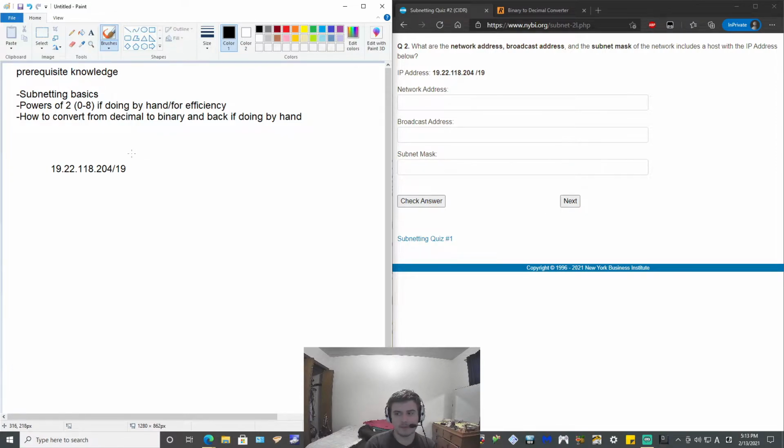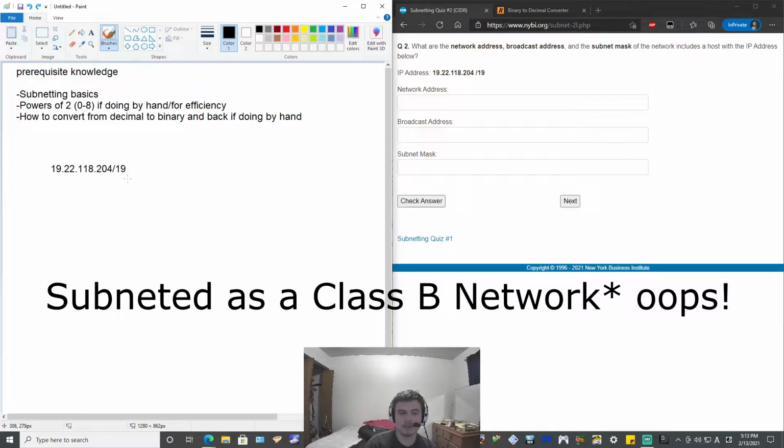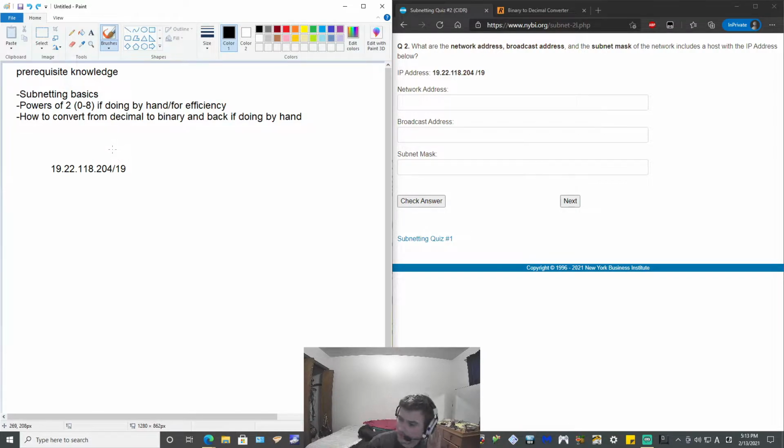Because if you look at this digit right here, if you know your classes of network, you would know that if it falls between 1 and 126, it is considered a Class A network. But here's the thing. Even though that's the case here, it's actually subnetted as a Class C network. And the reason for that is because there's 8 bits in the subnet mask, right? Or there's 32 bits in the subnet mask in total.